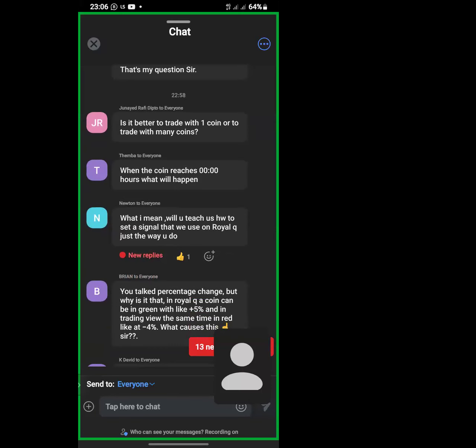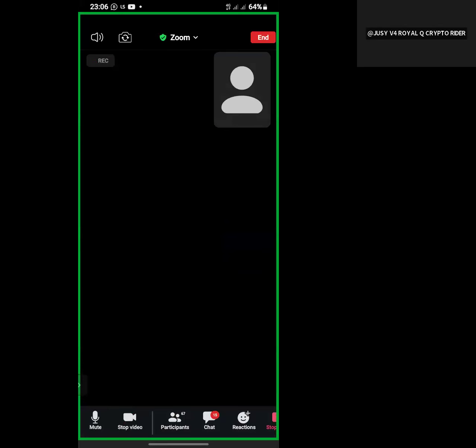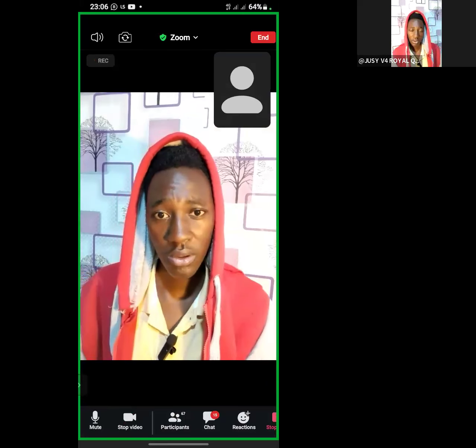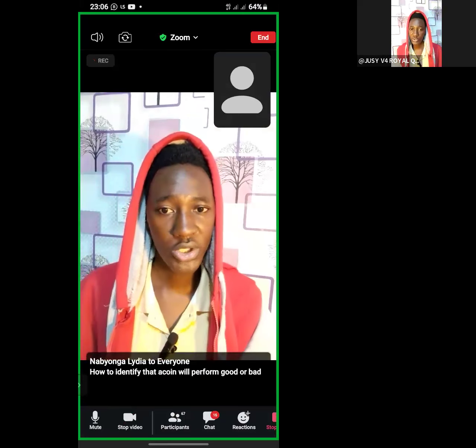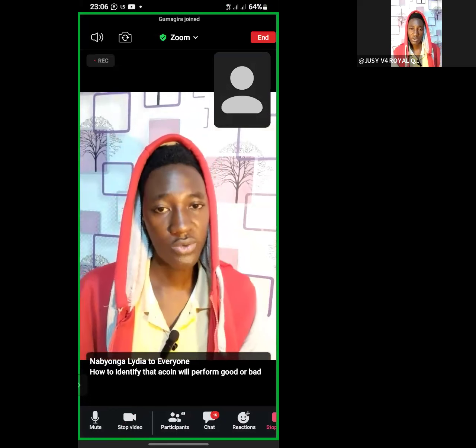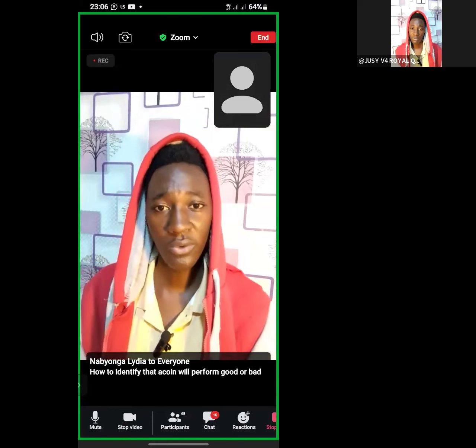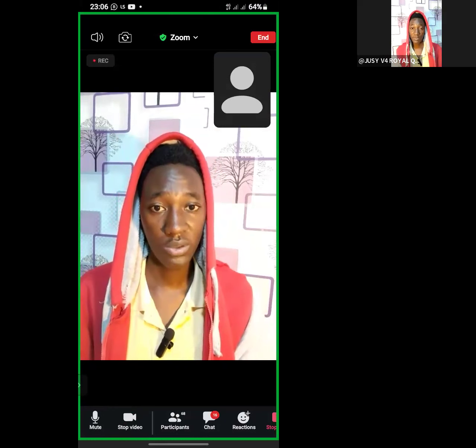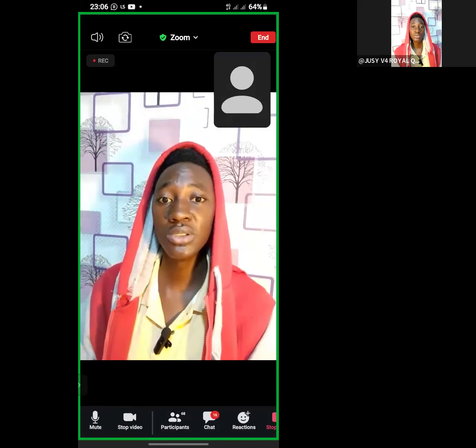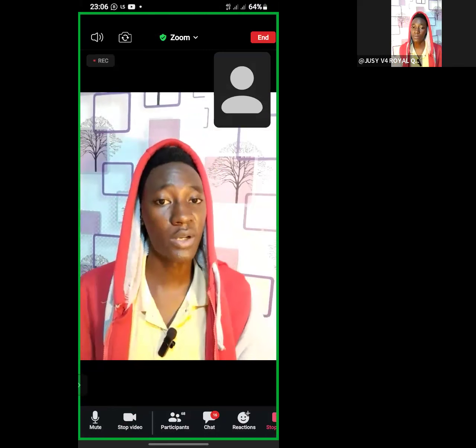Is it better to trade with one coin or to trade with many coins? I'll talk about that in the robotic settings, but let me try to break it down. When you're trading, you can trade many coins, you can trade a few of them, or you can trade one coin. It really depends on the capital you're holding.